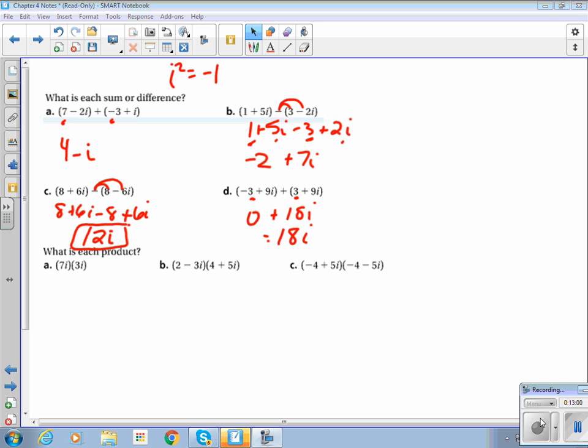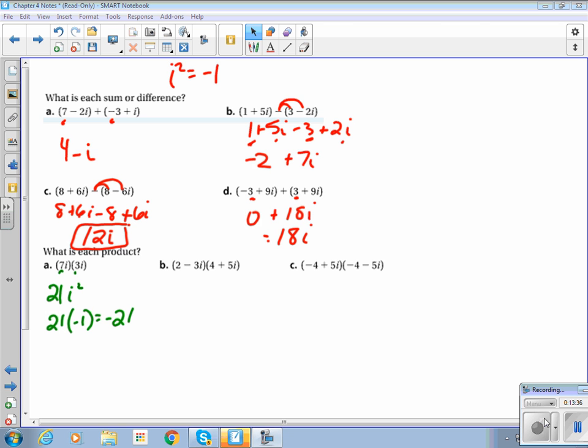Now we get to the part where we're multiplying it together, and we're going to once again treat the i like an x. If we multiply it and get an i squared, then at the end we'll substitute in -1 for that. So the numbers get multiplied together. 7 times 3 is 21, and the i's get multiplied together. i times i is i squared. Now here's where we replace the i squared with the -1. And -1 times 21 is -21.